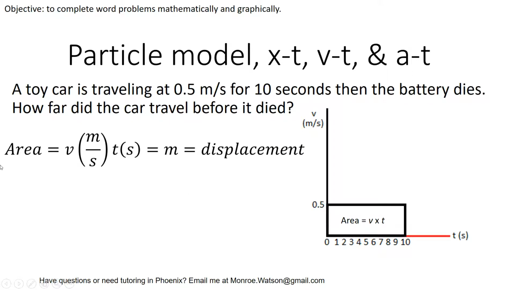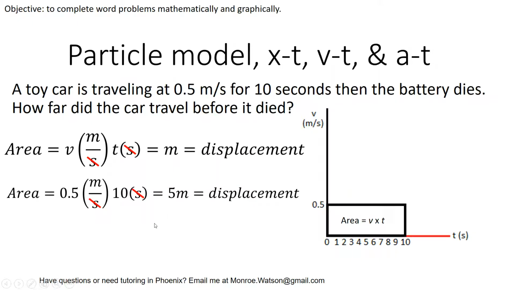Okay, so let's take a look. If I were to take the area of that box, it's going to be my velocity times time, and the seconds are going to cancel here, leaving me an answer in meters, which we know is displacement. So if I put in the numbers, I get 0.5 meters per second times 10 seconds. The seconds will cancel, giving me the same answer I had with the other graph, 5 meters for my displacement.